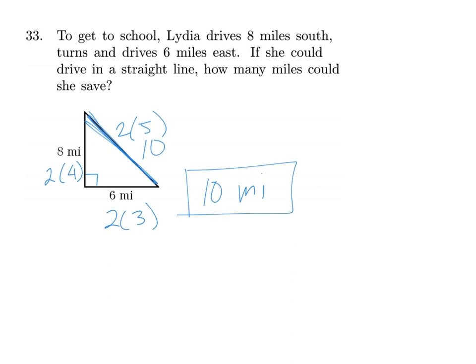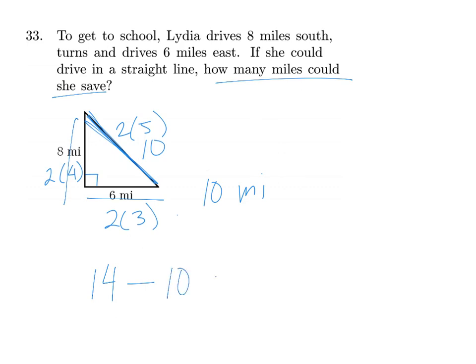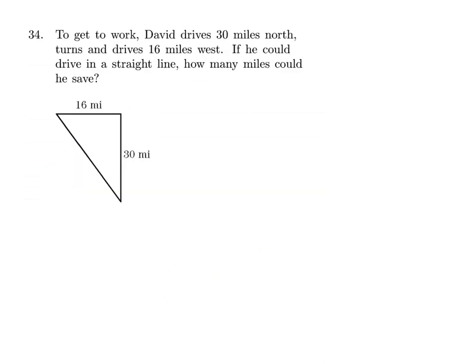Oh, before I complete this, I didn't follow the directions. It says how many miles could she save? Her normal route is 14 miles. And the route that I just figured out is 10, so you would save 4 miles. That is answering the question.